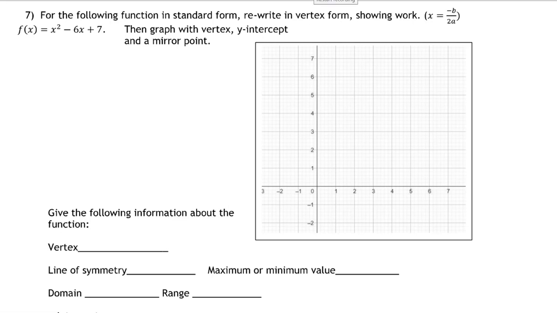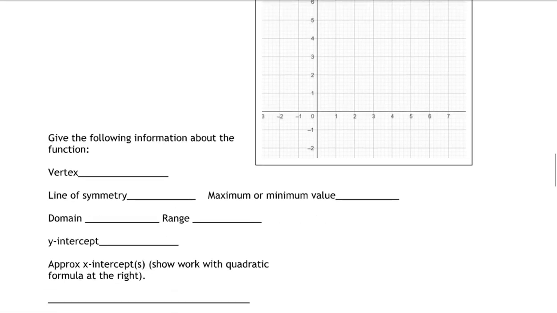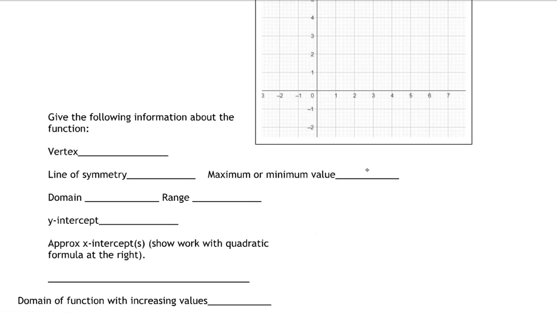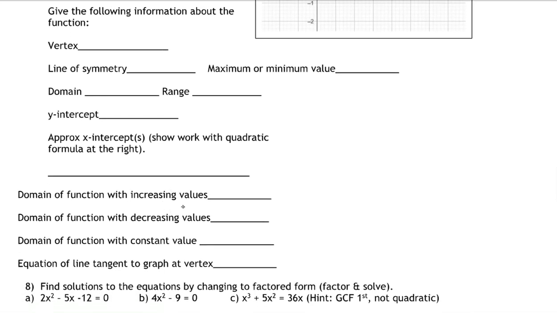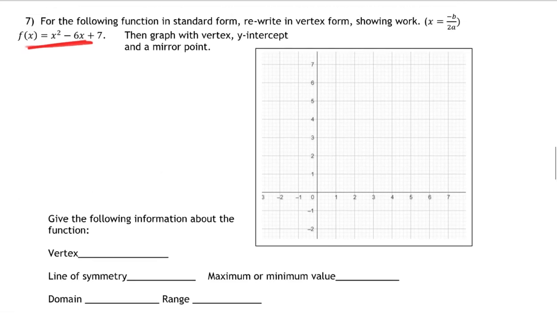Okay, so there's quite a bit to question 7, so potentially quite a few points that would show up on our test here. So given a quadratic equation, we should be able to find things like its vertex, line of symmetry, its min or max value, domain, range, y-intercept, be able to approximate the x-intercepts and then find the exact x-intercepts with the quadratic formula, be able to describe when it's increasing, decreasing, constant, and then something called a tangent line at the vertex.